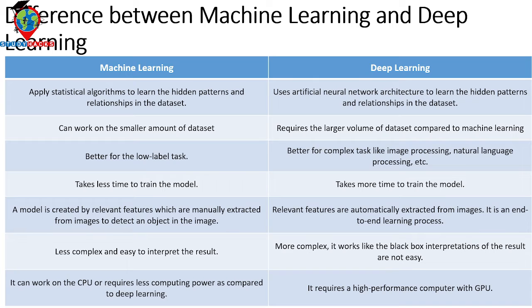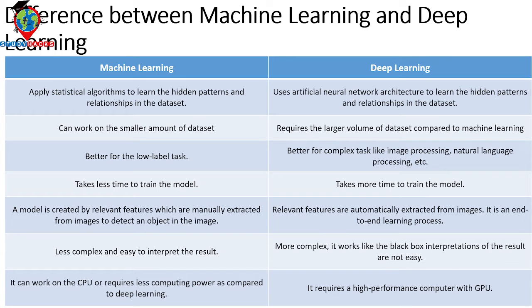So basically, when you want to work with machine learning, you can easily work with a small amount of data. Suppose you take only 30 training samples, and you can easily work with that. But when you want to work with deep learning, you require a large volume of data compared to machine learning. Deep learning is better for complex tasks, such as image processing, natural language processing, and so on. Machine learning takes less time to train the model, but deep learning takes more time to train the model.